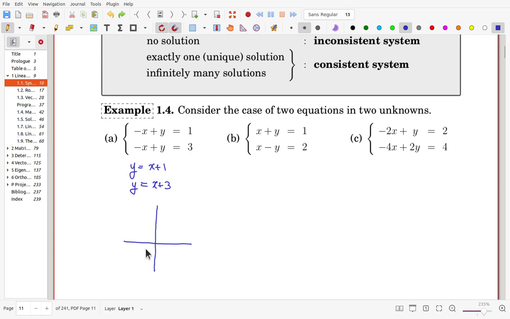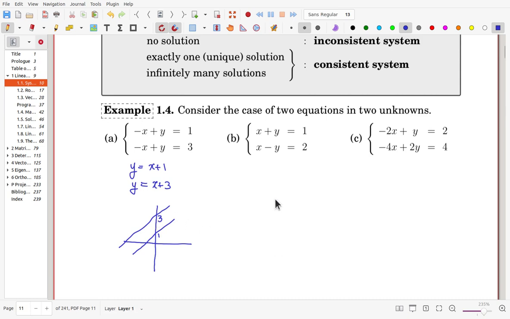Let's try to make it again. Y equals x plus 1, passing through 1, slope 1, and here 3, so y equals x plus 3. So these two lines are parallel and they cannot meet each other. So there is no solution.